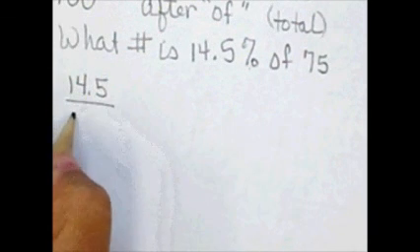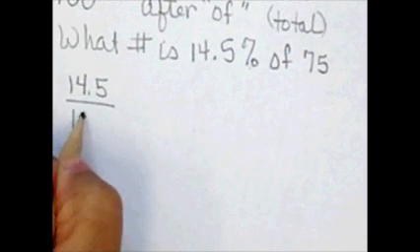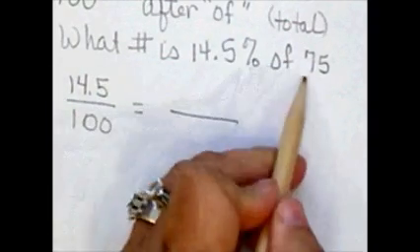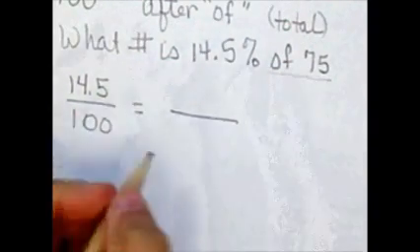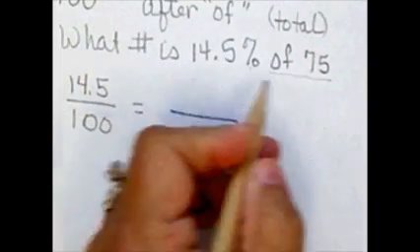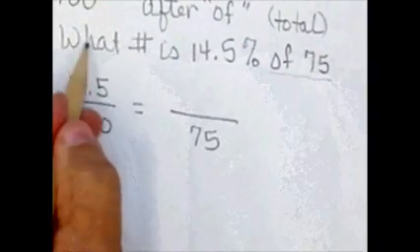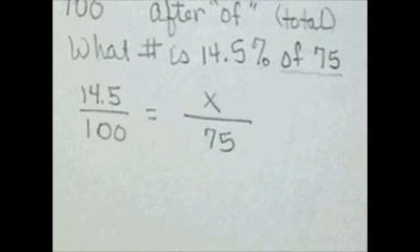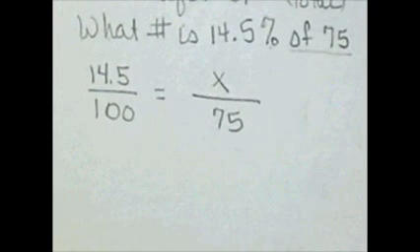Okay, what follows the word of? 75 goes on the bottom. What number is left? There's not one. It's what? So that's our x. Then when we have a proportion, the product of the means equals the product of the extremes, which means multiply the parts, do the cross multiplication thing.